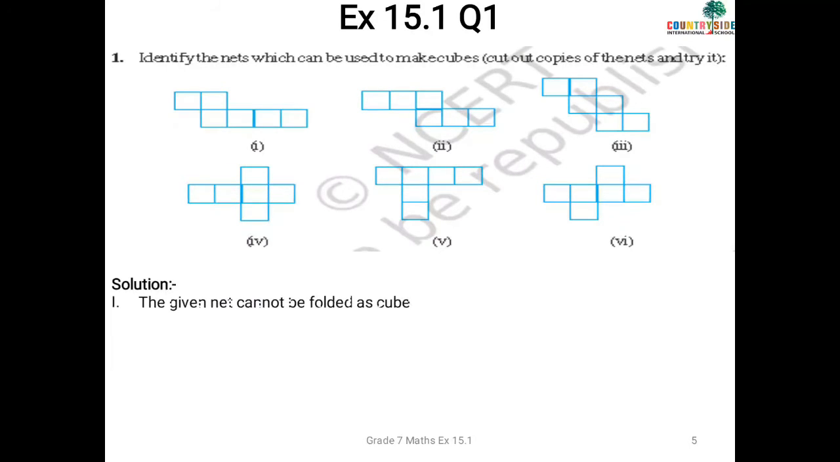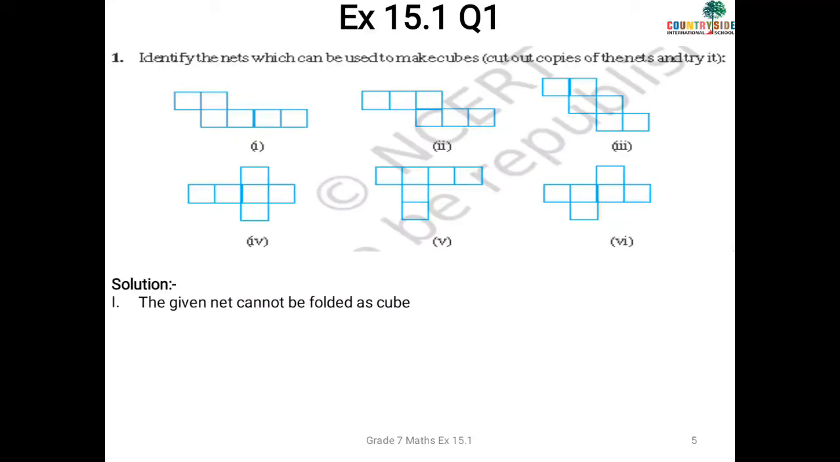So you will write one statement: the given net cannot be folded as a cube. You can fold in any manner that you want, but still you will not be able to fold it as a cube. So this net cannot make a cube. Okay, now in the same way let's solve for this second part.